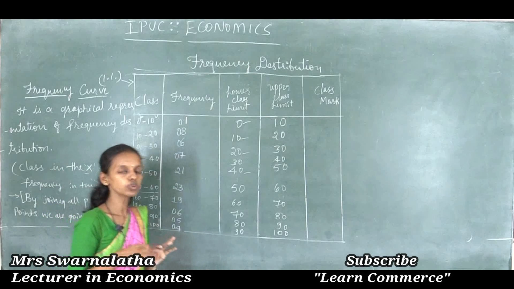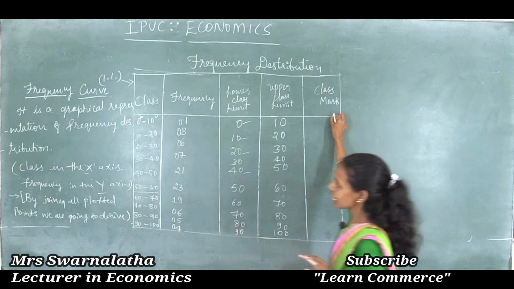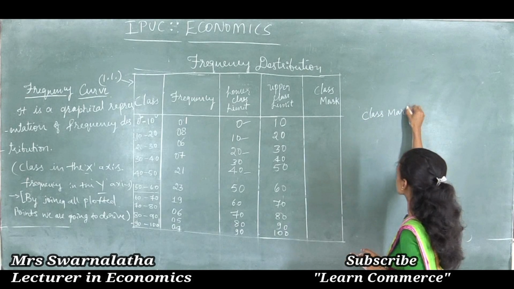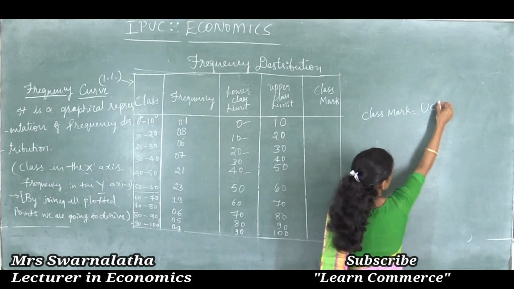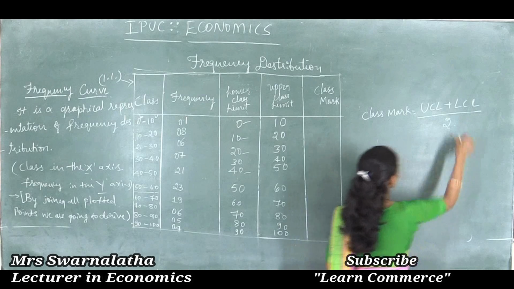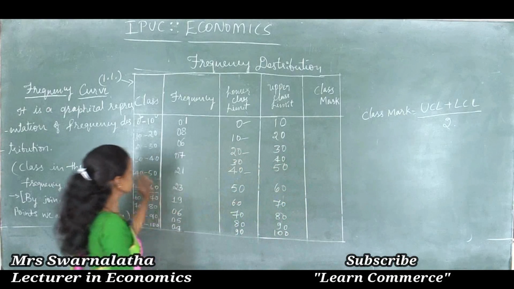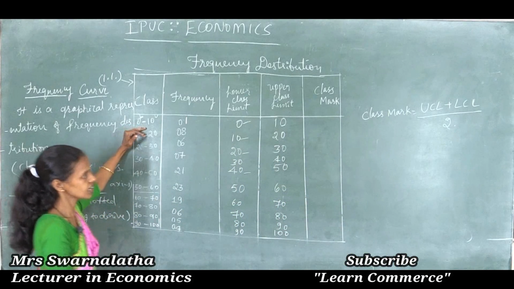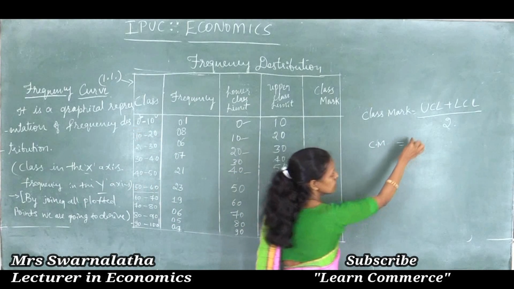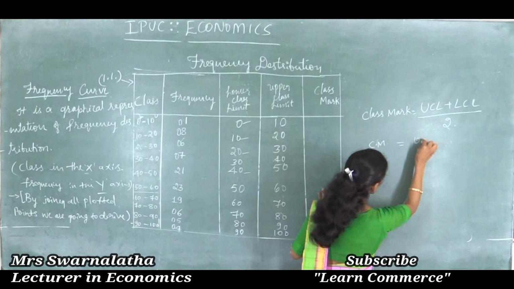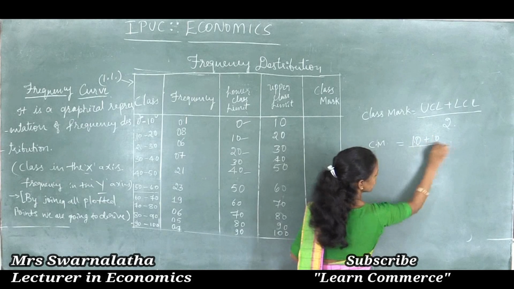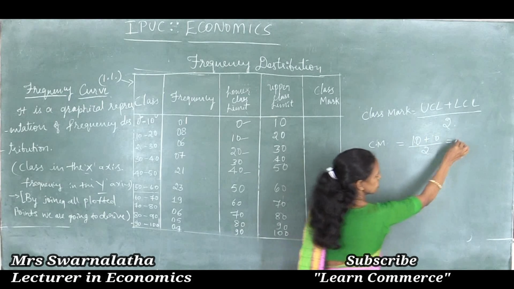Let us see how to calculate the class mark. Class mark means the class midpoint. Already I said class mark is equal to the upper class limit plus the lower class limit, divided by 2. Now take the first class: 0 plus 10 divided by 2. Class mark, CM, is equal to 10 plus 0 divided by 2, that is 5.